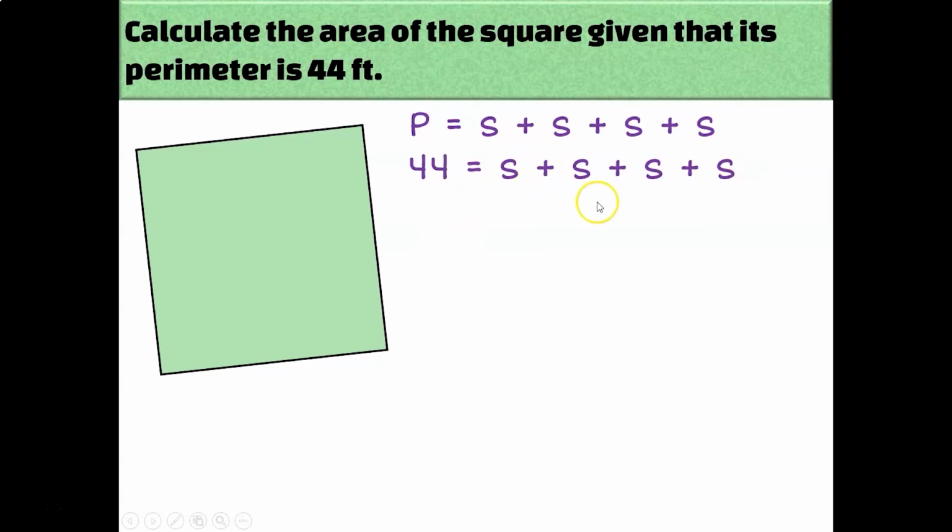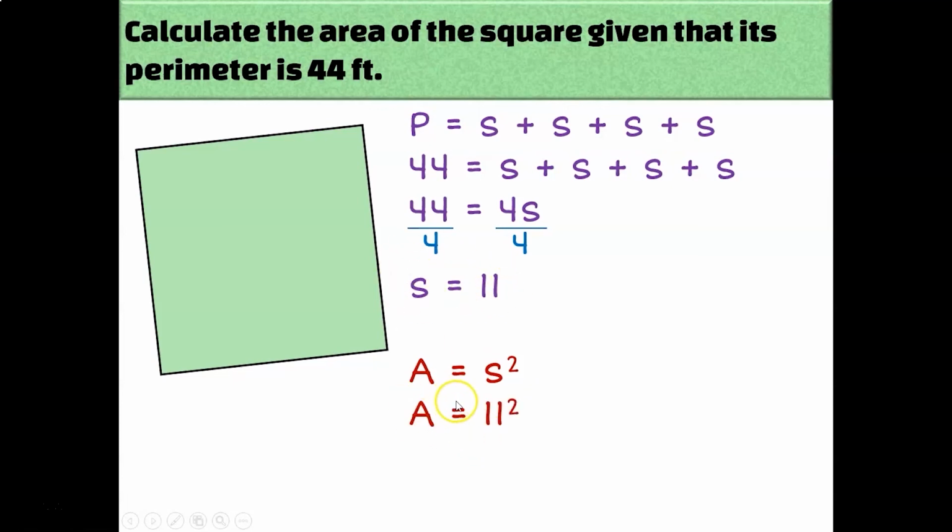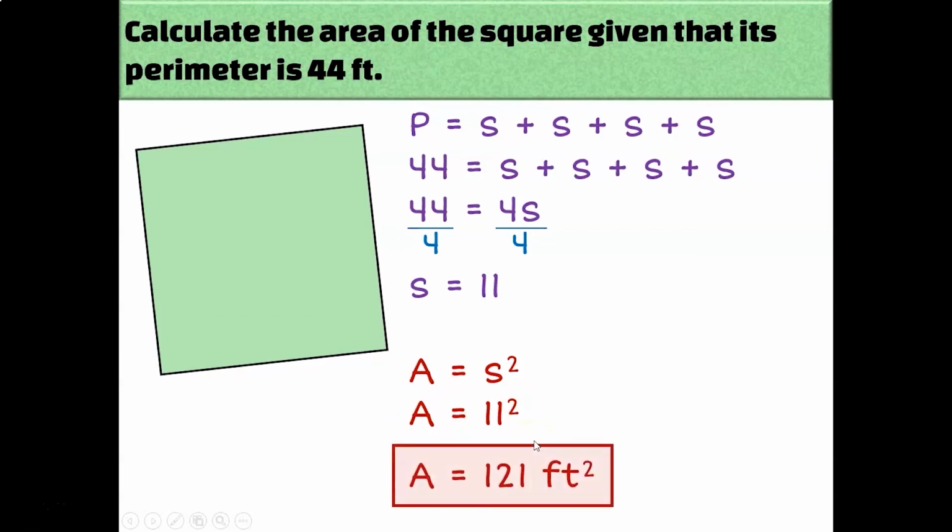And there's 4 s's here. Go ahead and combine those like terms, and I have 44 equals 4s. Divide both sides by 4, and it turns out that my sides each measure 11 feet. But I wasn't asked for the side length, I was asked for the area. And the area of a square is side squared. So I can plug in what I just figured out the side length was to say that area equals 11 squared. In other words, the area of this square is 121 square feet.